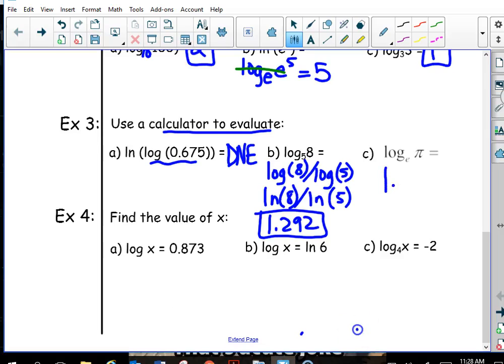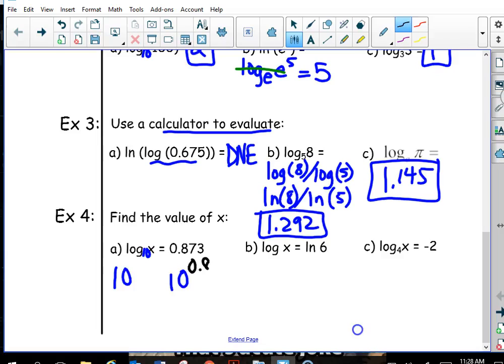1.145. Okay. Find the value of x. So here we are going to solve logarithmic equations by applying the exponent of the base. All right. And on A, my implied base is 10. So the first thing I'm going to do is exponentiate both sides with base 10. And on the right side, I get just log base 10 of x, which simplifies to x. I don't usually write that solving step on the right-hand side.